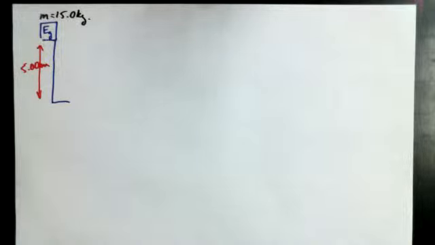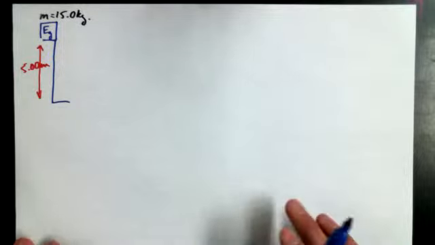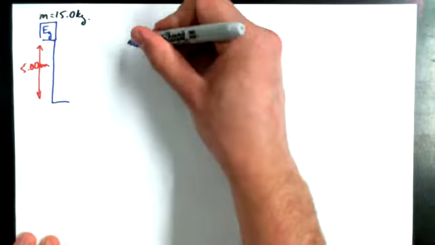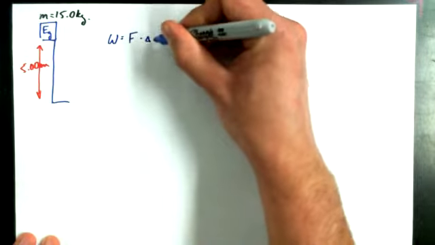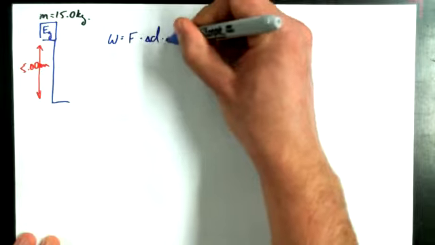All right, let's say that this same 15 kilogram mass is sitting up at the top of a 5-meter ledge. And we said that before we used work equals force times displacement times cosine theta.